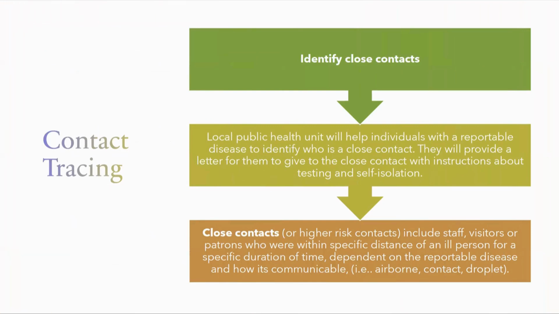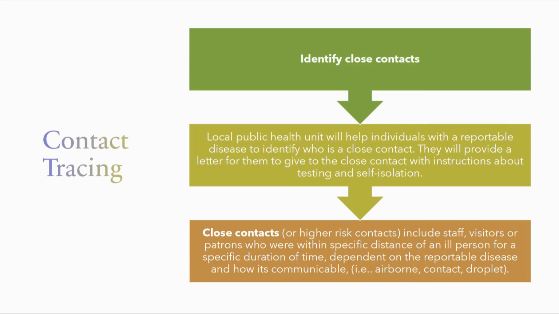Contact tracing. So again, as I said, contact tracing is when we determine or identify close contacts. So Mr. Smith, Mrs. Smith across from you, you're a close contact because you were in close vicinity, or maybe you live in the same house. This is what contact tracing does. It helps us identify those people who were in close proximity to that person during the period of communicability. Local public health units will help individuals with a reportable disease to identify this. However, we know we're not going to get that help, so we're going to do it ourselves.